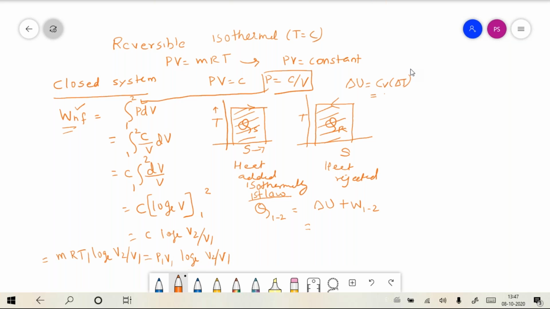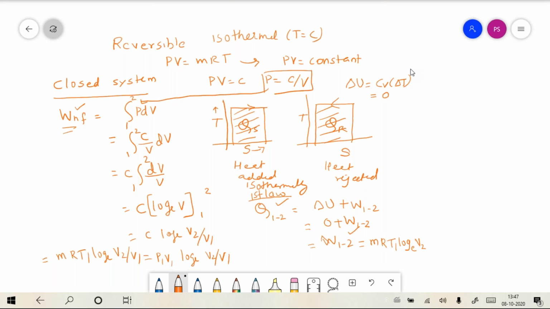So the work transfer and heat transfer can be calculated if the system is a closed system undergoing an isothermal process. So this is the expression you must use. Okay, hope it is clear to you.